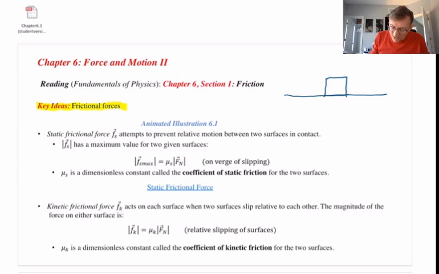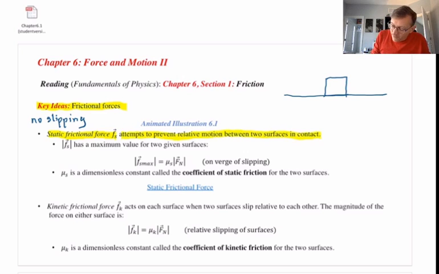If there is no slipping between the two surfaces, they are at rest relative to each other, then we would have a static frictional force, little f sub s. And its whole purpose is to attempt to prevent relative motion between the two surfaces in contact.